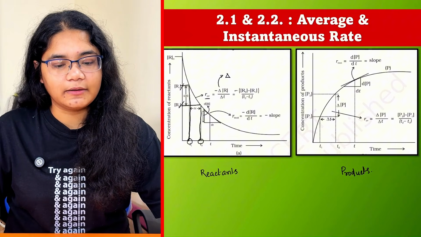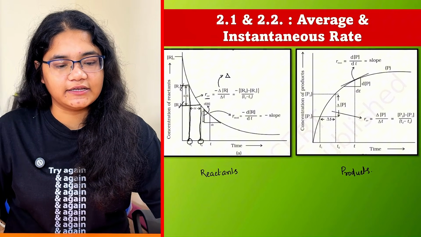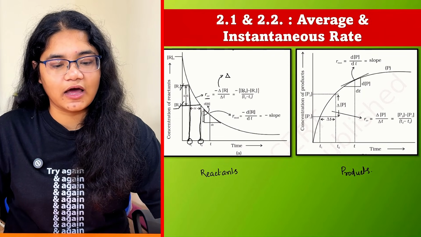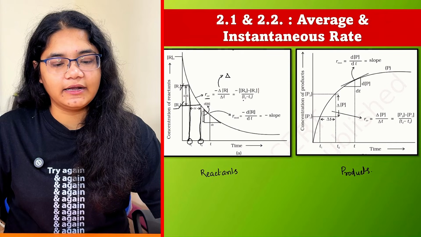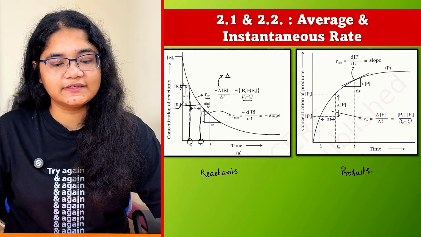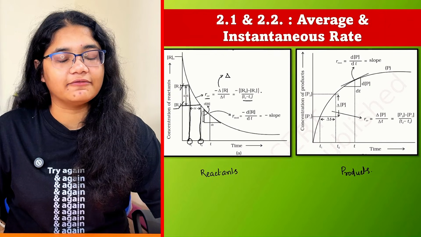So what will happen here? Minus the constant. What is the initial concentration? R1. The final concentration is R2. So you have minus (R2 minus R1) divided by (T2 minus T1). This is the formula for average rate.